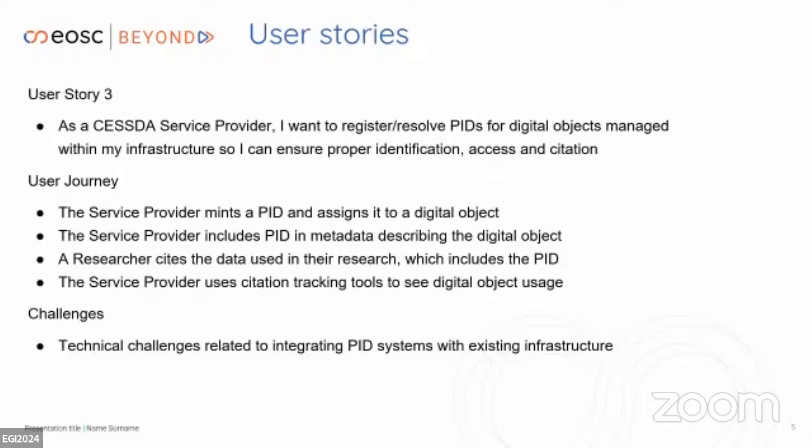So for those who don't, then we would want them to mint a PID, assign it to a digital object, include the PID in the metadata, of course. And then here's the ideal bit. The researchers cite the PIDs. They cite the data and they include the PIDs. And then once they've done that, we can use citation tracking tools to see where this data is being used in the research community. And technical challenge being just integrating PID systems with existing infrastructure.